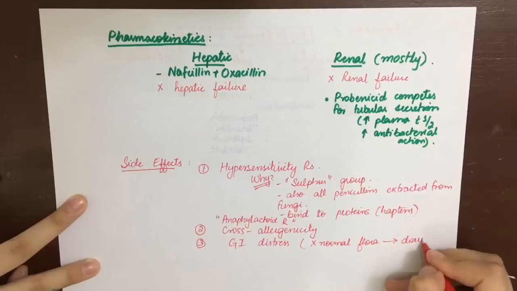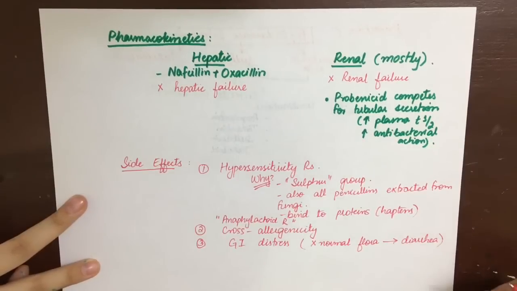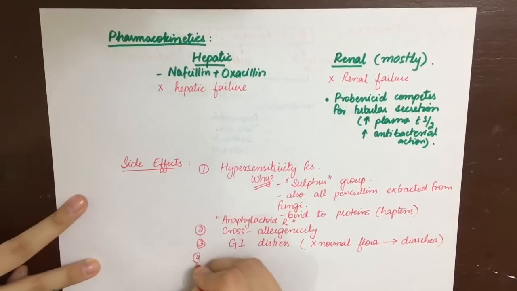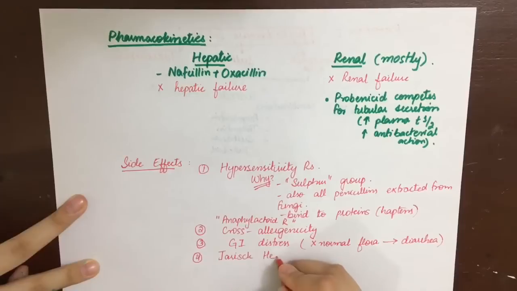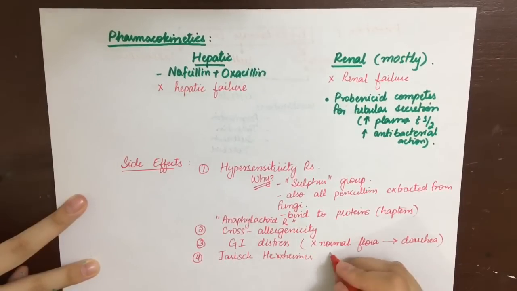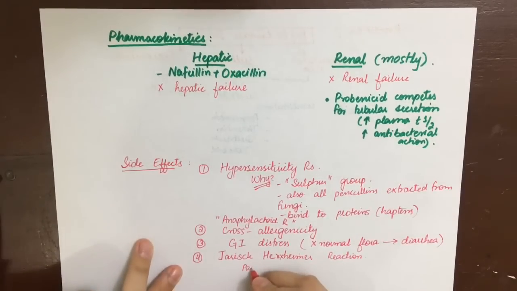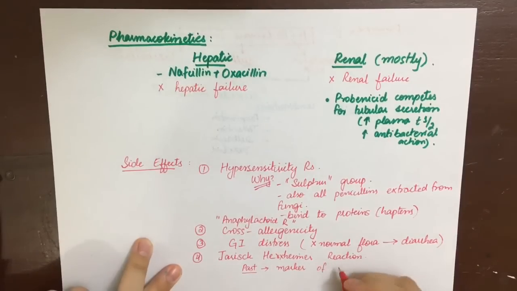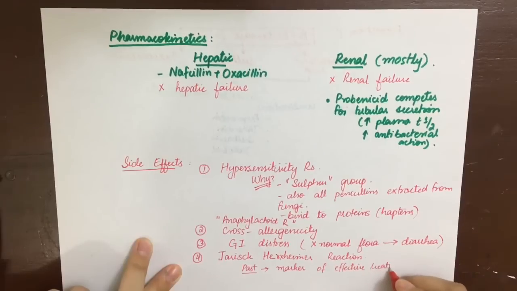Lastly, Jarisch-Herxheimer reaction is yet another complication of penicillin therapy in syphilis treatment cases. Now, when penicillin therapy is started in syphilis, the bacteria starts to die, and then when it starts to die, it releases endotoxins that are actually integral parts of the lipopolysaccharide membrane of the gram-negative bacteria, right? So when they are released, then they will cause acute exacerbation of the signs and symptoms of syphilis, that is fever, chills, myalgia, hypertension, etc.